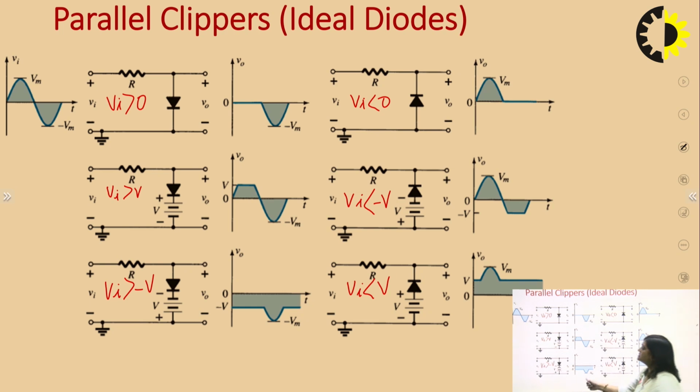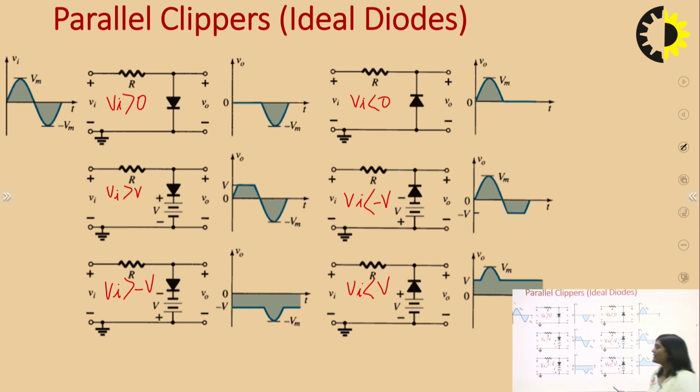So here we can see the positive cycle has been clipped completely. Here completely clipped, here some part is clipped, and here we can see the negative cycle is also shifted towards the negative side. So these are called the positive clippers, and these are called the negative clippers, because here the negative cycle is completely clipped, and here some part of the negative cycle is clipped, and here also it has been shifted towards the positive side. That's why these are called the negative clippers.